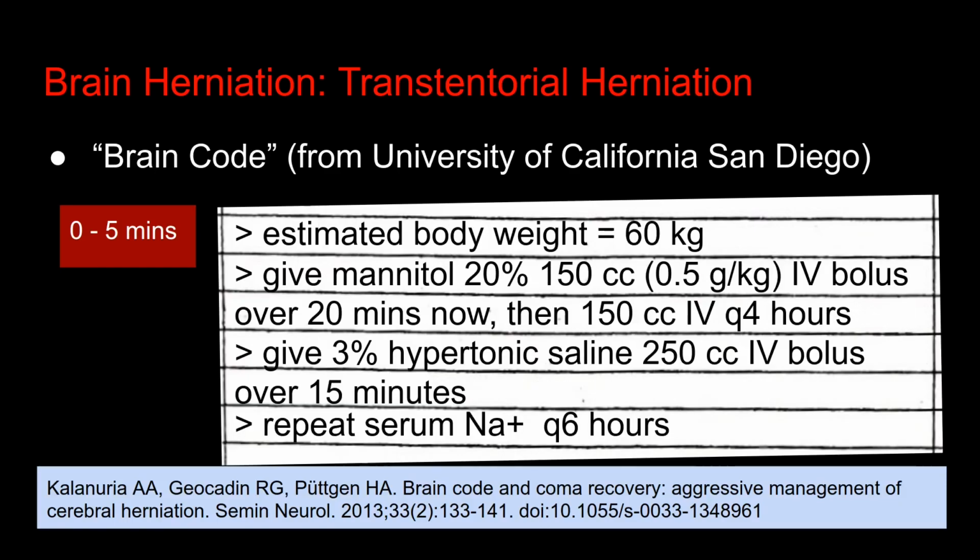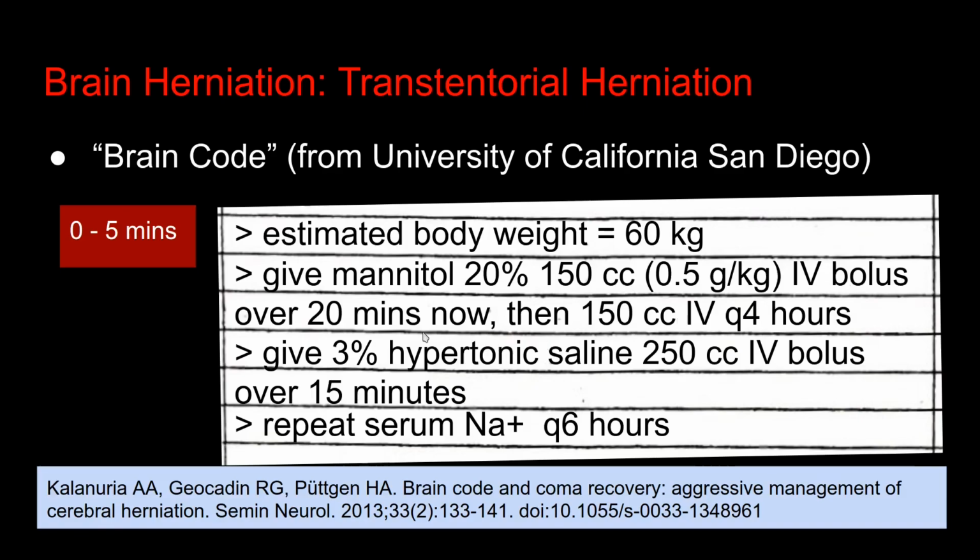Also, within that first 5 minutes, you are already mandated to manage the ABCs of that patient, and you want to quickly manage the herniation. So you want to give osmotherapy. Here, if the patient came in, we estimated her to have 60 kilogram body weight. We know that mannitol is a 20% solution. So at 0.5 grams per kilogram, this is the recommended dose because we don't want to cause other problems like acute kidney injury. So 0.5 grams per kilogram would give you 150 cc's or ml of mannitol, which is given as a bolus over 20 minutes.